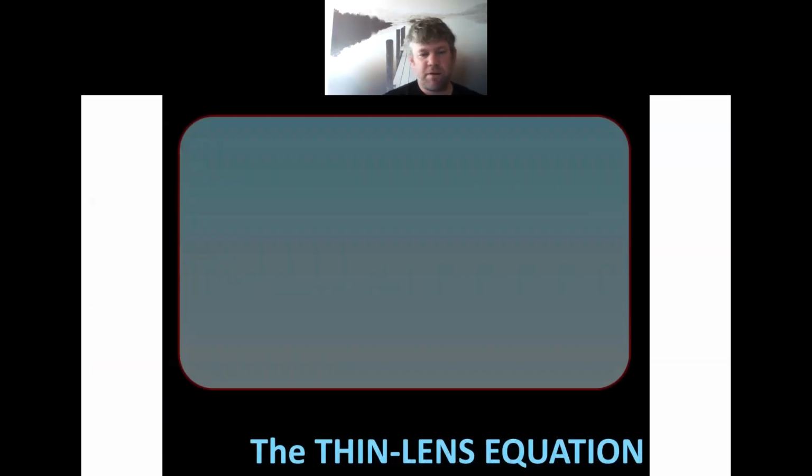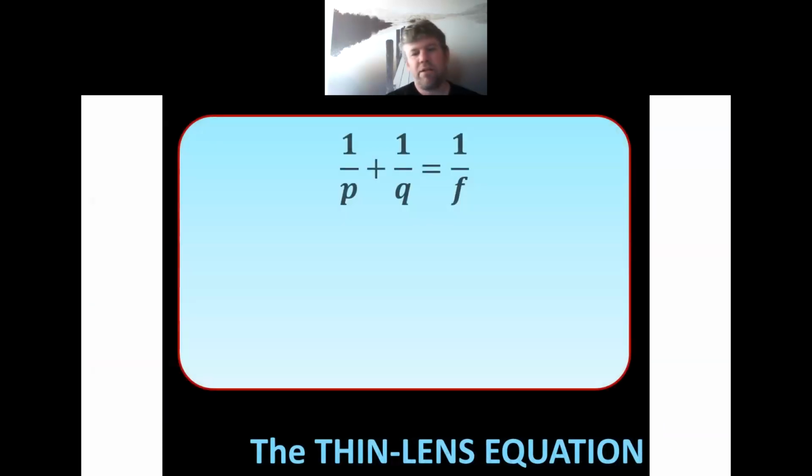Thin lens. All right. So when we talk thin lens, here's the equation for it. Pause the video, write this on a sheet of paper so that you have it. 1 over p plus 1 over q equals 1 over f.